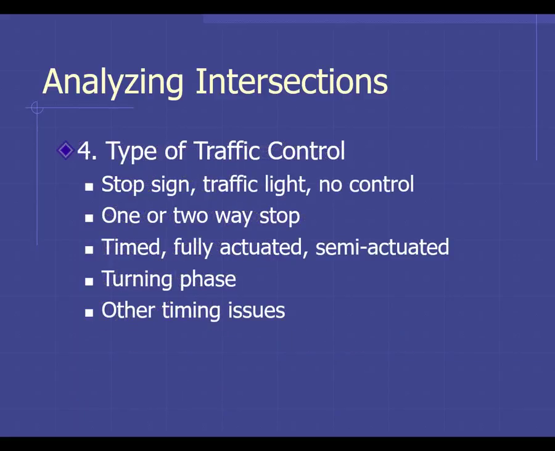And then really figuring out the type of traffic control. Is it stop sign, stop light? Is there no control? Is it a one-way stop, a two-way stop? Is it timed, or is it fully actuated or semi-actuated? Is there a turning phase? And what other timing issues might there be? All of these things really have to be analyzed before somebody makes a crossing, especially when somebody is making a crossing for the first time and they've never been to that corner before.